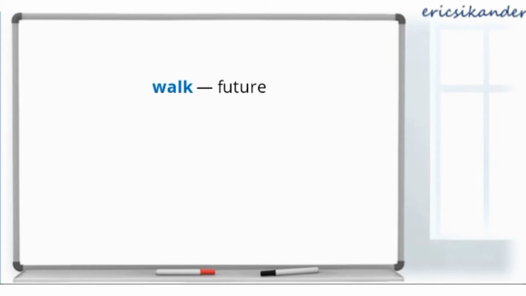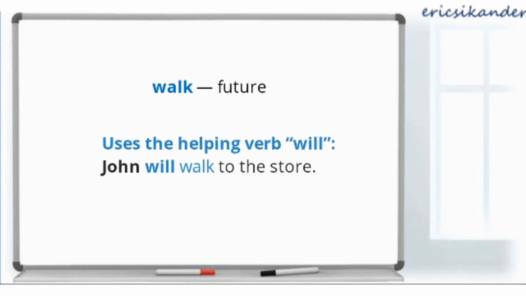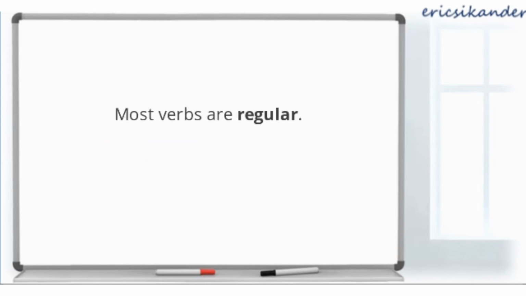There's also a verb form for the future. It uses the word will before the verb. John will walk to the store. Most verbs are regular. They use the verb forms you just learned. There are some irregular verbs. They don't follow the same rules. You'll learn more about them later.